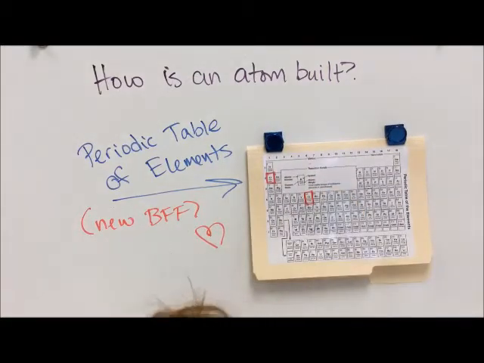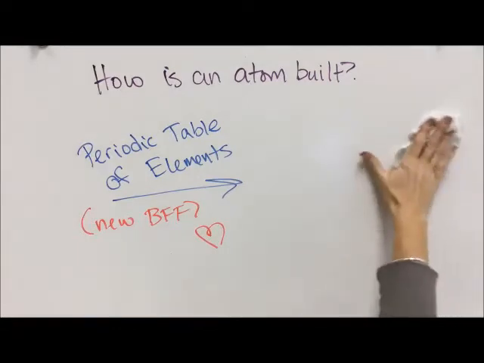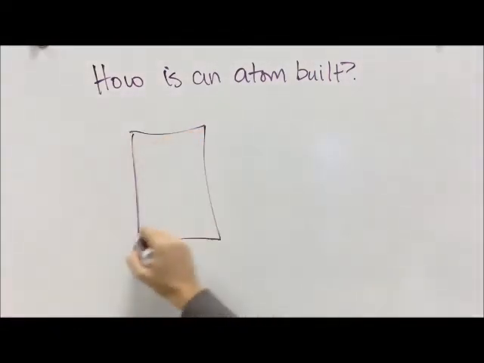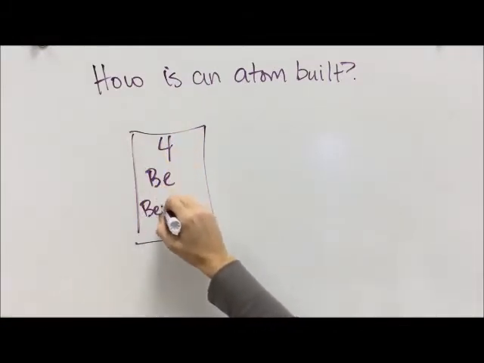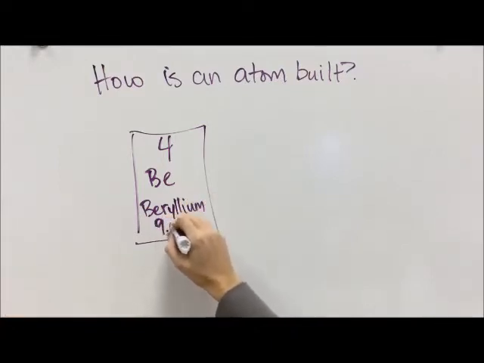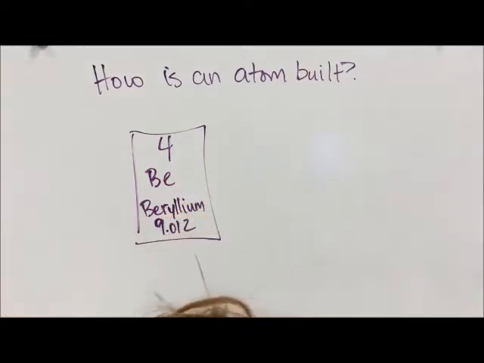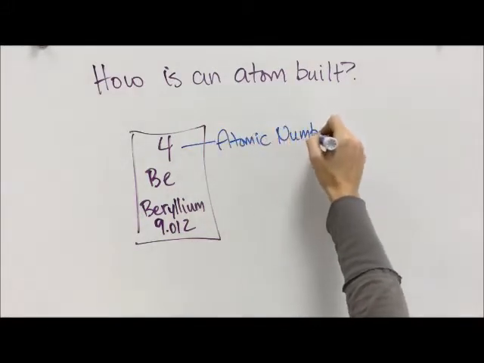And every different atom has a different square. So each square tells us about each individual atom and how to build it with protons, neutrons, and electrons. So if we look at the first square we're going to talk about today, let's talk about beryllium. There are always 4 things on a periodic table in any kind of square. Some have more, but most of the time you'll see these 4.